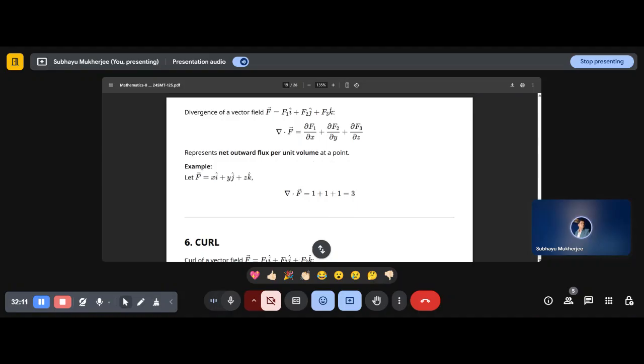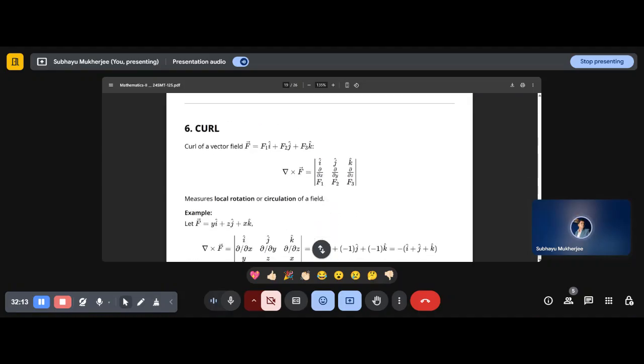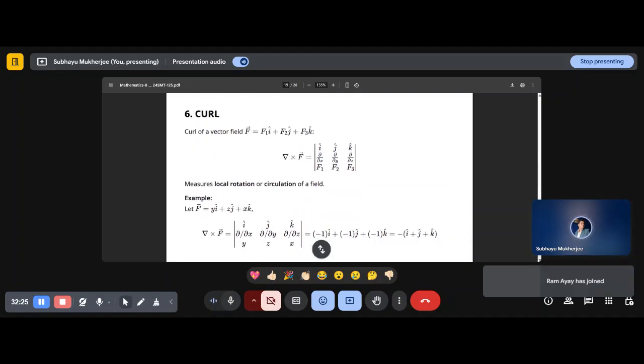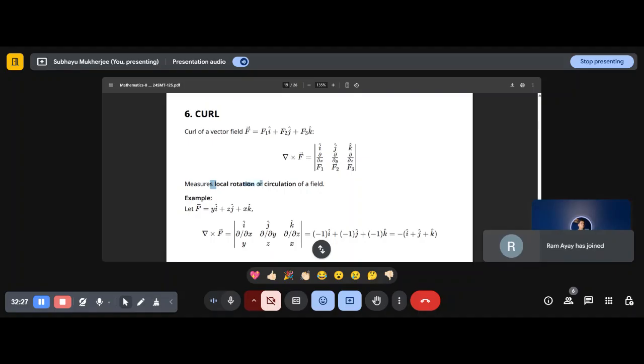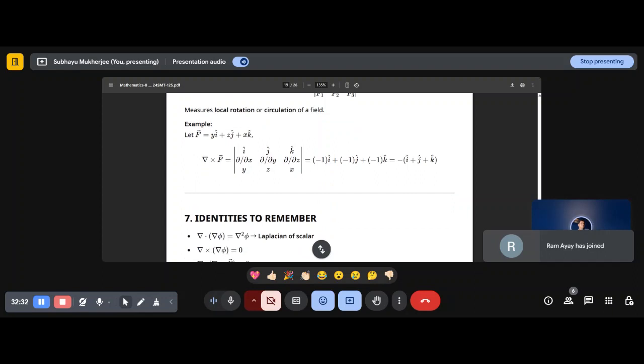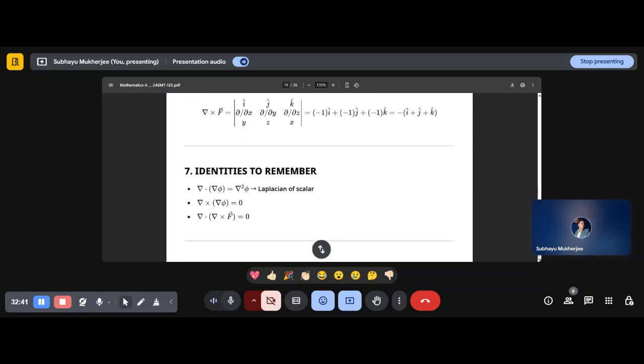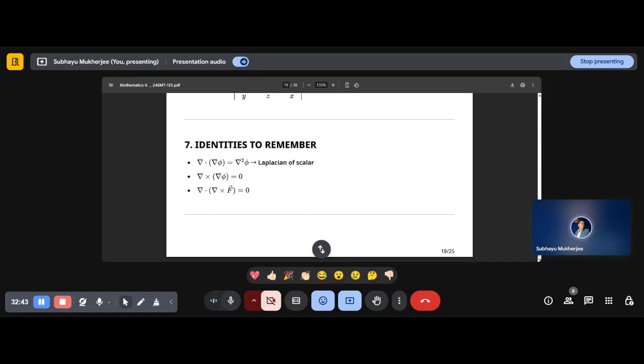Up next, we have the concept of curl. Now, what is curl? Divergence was the dot product of these two, curl is the cross product. That is, it involves I, J and K, all three. So, what does curl do? Curl measures the local rotation or circulation of a field. Okay. So you can see how we have calculated the divergence and curl of the given equations. Now there are certain identities which we must remember.